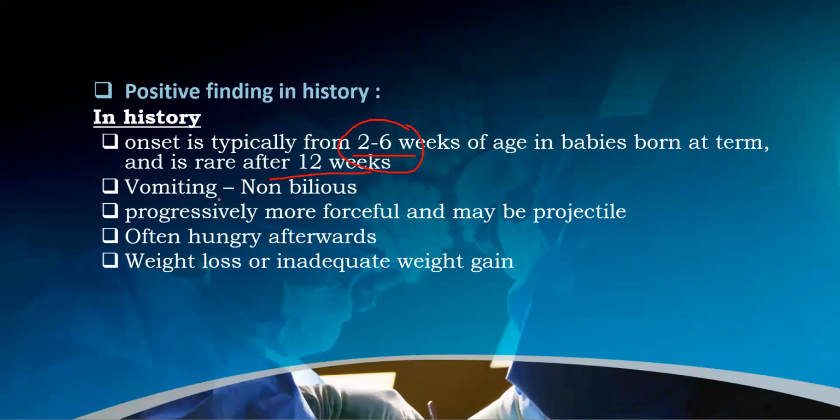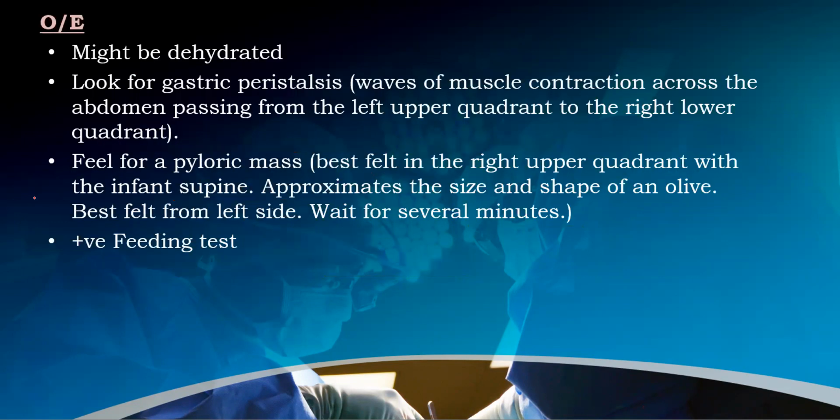The child comes with vomiting and it's always non-bilious. So it should not be green vomiting. It's non-bilious vomiting, progressively more forceful and projectile. The child often gets hungry afterwards and there will be weight loss or inadequate weight gain. So this is very important. A 4 weeks old child having projectile vomiting, not gaining weight properly, non-bilious vomiting, you should always think about pyloric stenosis. On physical examination, you should always look for dehydration because most of the children will be dehydrated here.